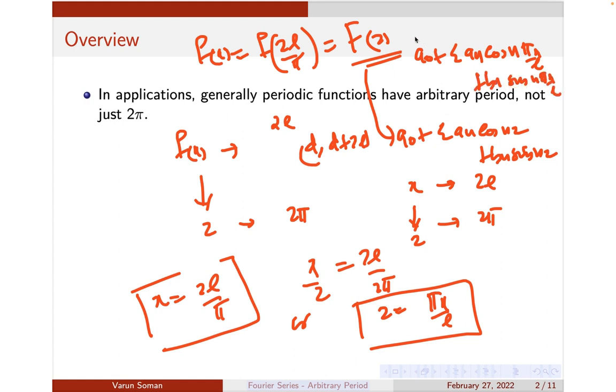This is the Fourier series expansion of a general periodic function. It's very simple. What I am doing here is changing this variable x to a variable z with period 2 pi. I had a variable x which had a period of interval 2l.